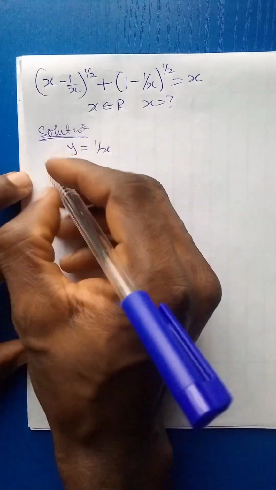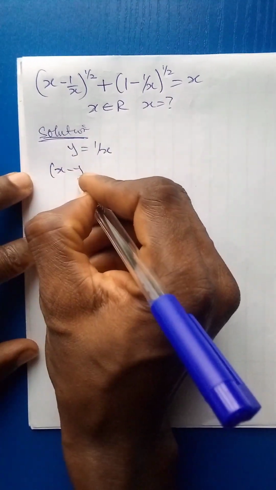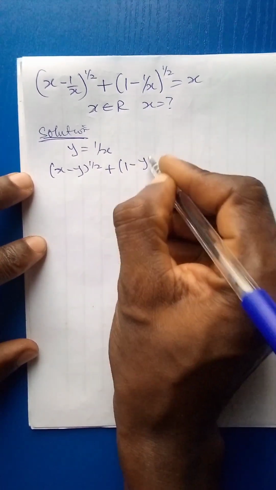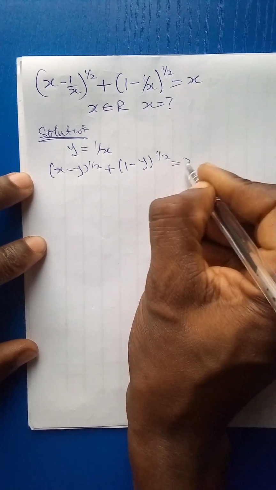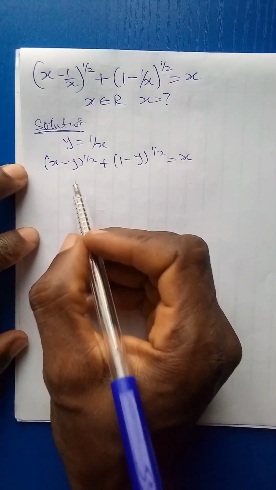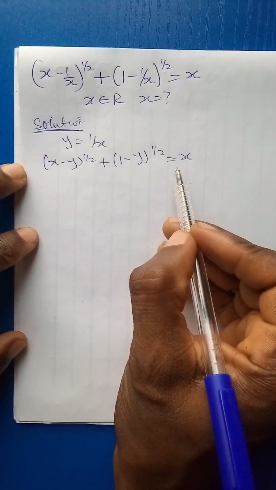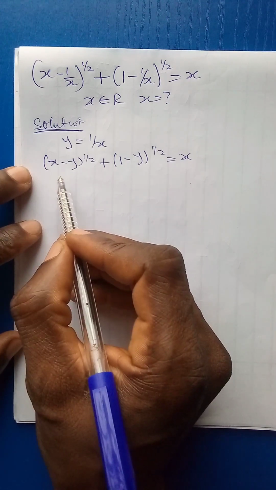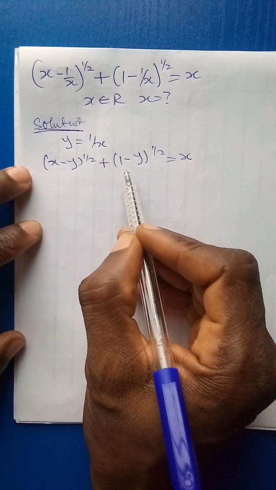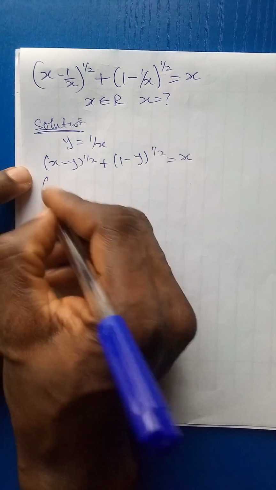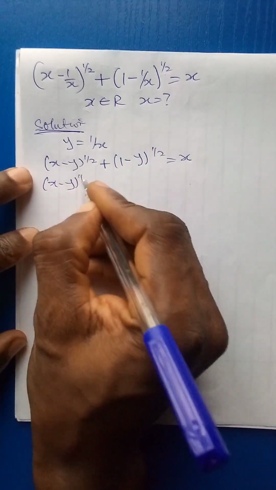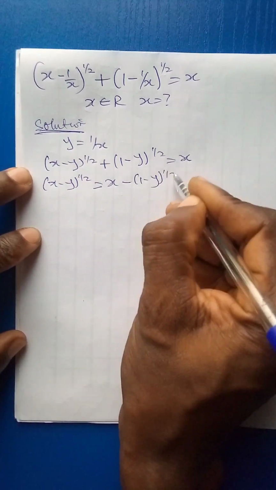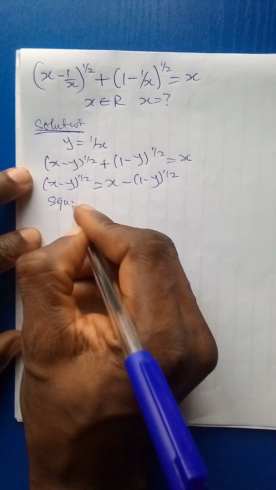Now, rewriting it, I have (x minus y) to power 1 over 2 plus (1 minus y) to power 1 over 2 is equal to x. Now, I need to square both sides, but before I square both sides, let me isolate the first term because the first term looks more tedious than the second term. So isolating it, I have (x minus y) to power 1 over 2 is equal to x minus (1 minus y) to power 1 over 2. Now let us square both sides.